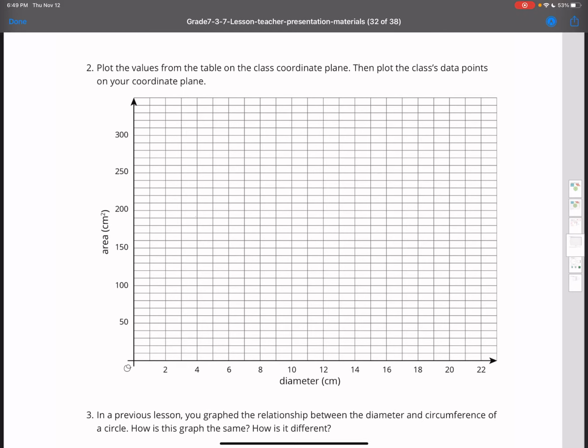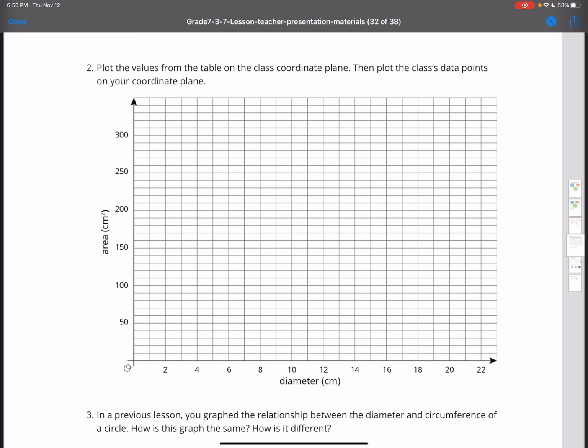So we're jumping straight into number 2 for this problem. We're still in the same student task statement, but I'm going to put some of the teacher's notes on the side in the classroom so you guys know where I'm getting these points from, okay? So if you see me plotting the ratio of 2 to 3, 3 to 7, 4 to 12, you know where that came from. Because when I read number 2, it said it wants us to plot the values from the table on the class coordinate plane. Then plot the class data points on your coordinate plane.